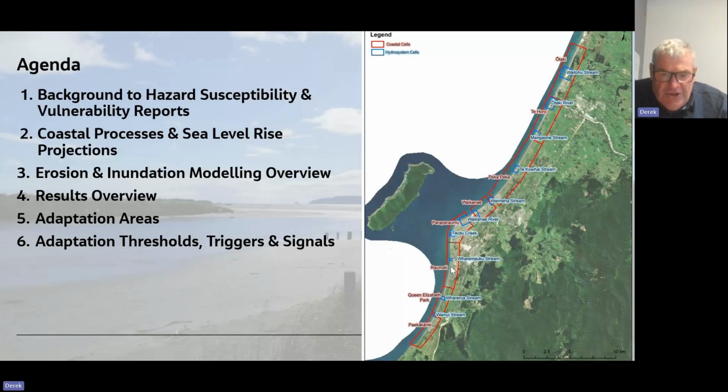There are also 10 inlets, which are shown in blue, where things are operating differently around the mouths of those inlets and streams. So they are handled slightly differently in the way that we assess the long-term projections of shoreline future. As well as that, there were 4 inundation cells, which aren't shown in this diagram, to look at what areas might get inundated with sea level rise behind the beach systems.